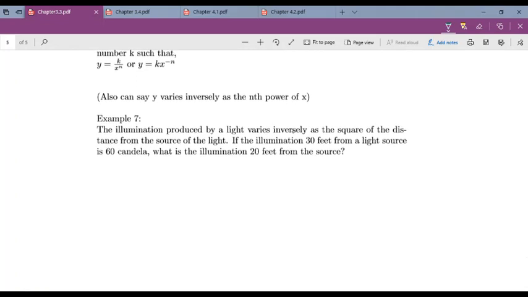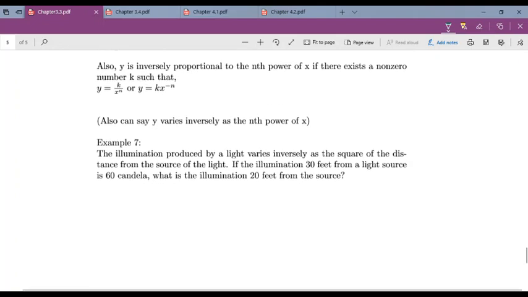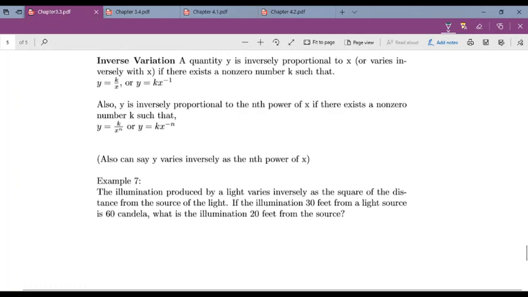Okay. Example 7 says the illumination produced by a light varies inversely as the square of the distance from the source of the light. If the illumination 30 feet from a light source is 60 candela, what is the illumination 60 feet from the source? Okay. So it says it varies inversely as the square. So we're really looking here at this formula.